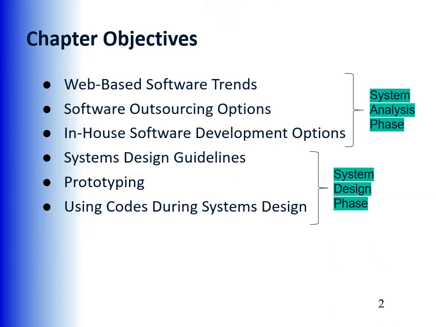Okay, in this chapter, we are going to learn about the development strategies, which describes the remaining activities in the system analysis phase, which cover web-based software trends, software outsourcing options, and in-house software development options. This chapter also describes the transition from the system analysis phase to the system design phase, which covers system design guidelines, prototyping, and using codes during system design.